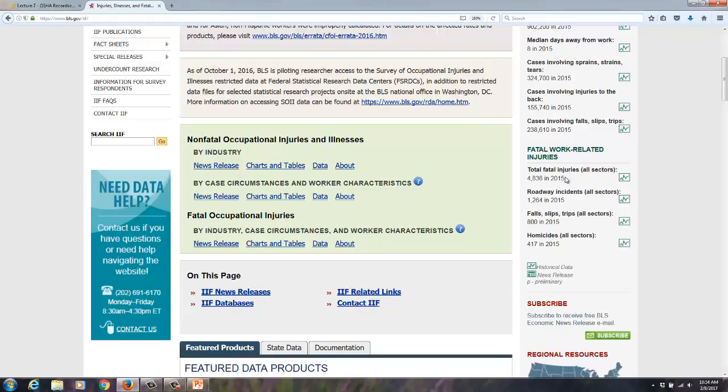So this is more of an accurate depiction because they have a preliminary and then they verify it. Roadway accidents are the number 1 cause of fatalities. Slips, trips, and falls at 800, I believe, is number 2, and then violence or homicides is number 3. But they may have different classifications in the reports.